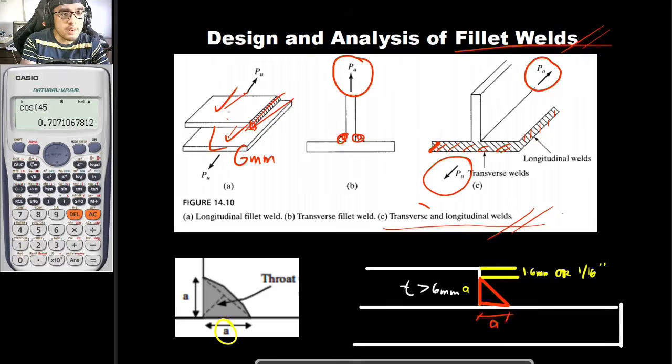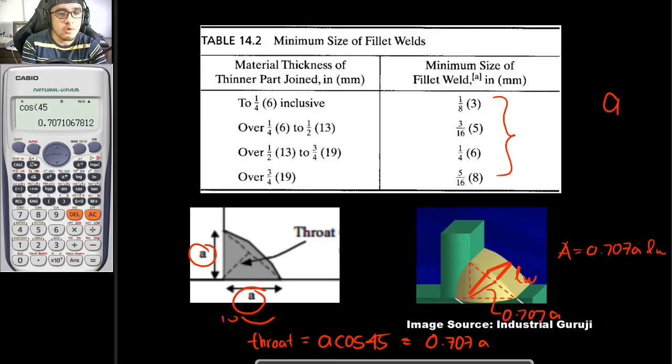So for example, this plate right here has a thickness of, let's say, 12 mm, and this one on the bottom is, let's say, 10 mm. With that, the thinner material here is this one right here, which is 10 mm. So going back here, where is 10 mm here? It would fall on this category right here, which is 6 to 13 mm. And with that, since our material falls into this category, it means that the minimum size of our fillet weld would be 5 mm.